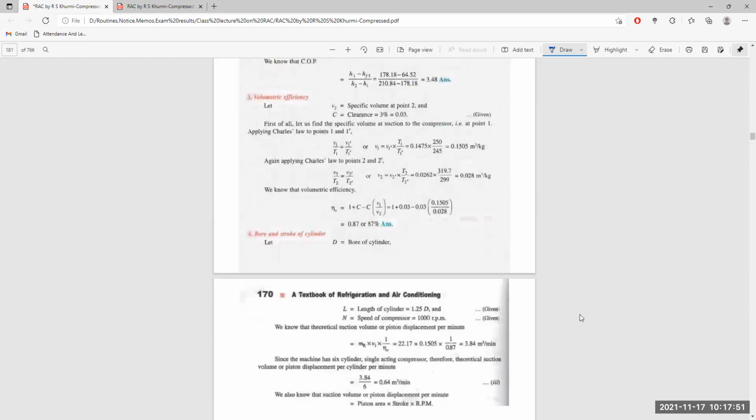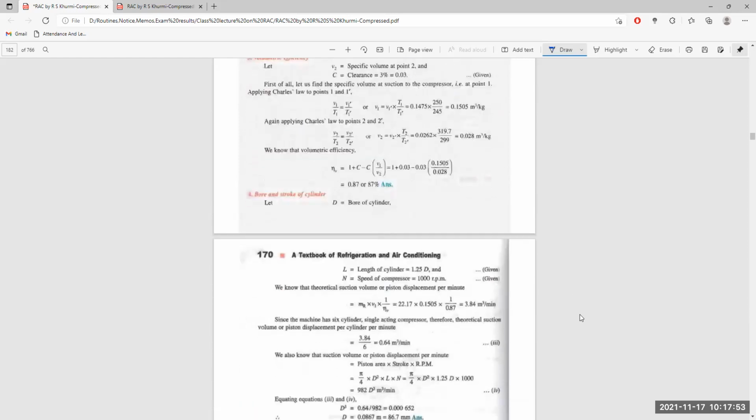The bore and stroke length of the compressor. Bore is the diameter, say bore diameter D. Then L is the length of the cylinder, given as 1.25 D. The relation between swept volume, swept length and the diameter is L equals 1.25 D. The speed of the compressor is 1000 RPM.